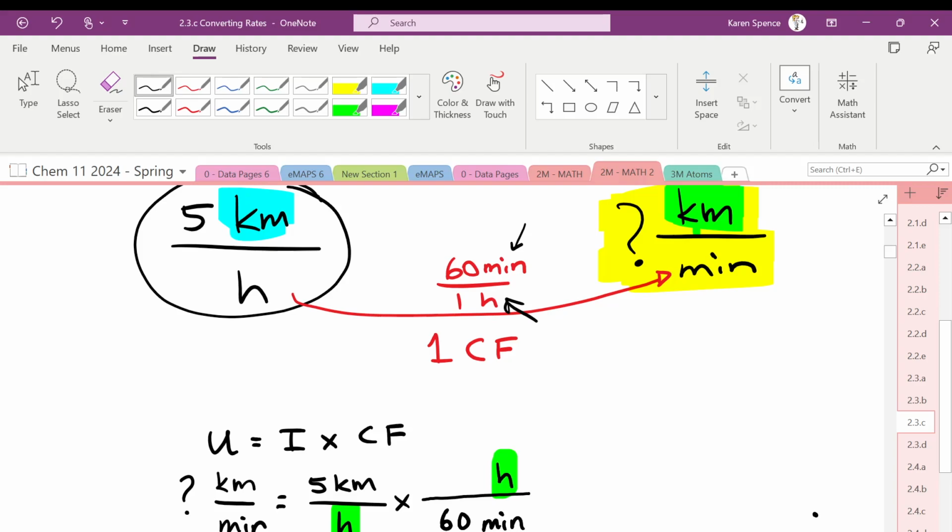And we know there are 60 minutes in 1 hour. So 5 divided by 60 is 0.083 repeating. The hours cancel out, and the units we are left with are kilometers on the top and minutes on the bottom. Yes? Is that good?